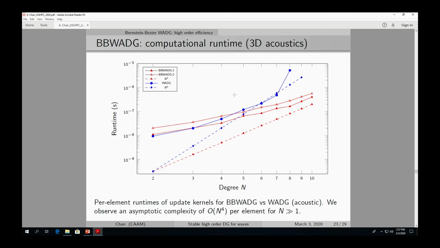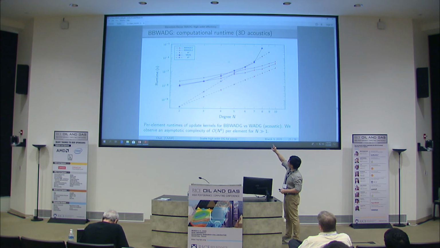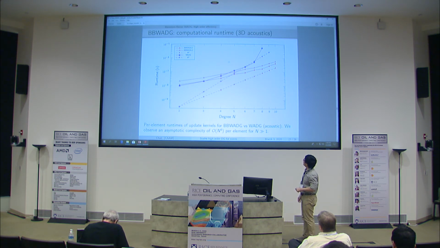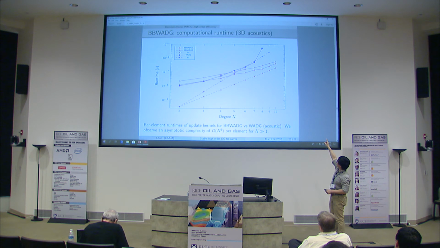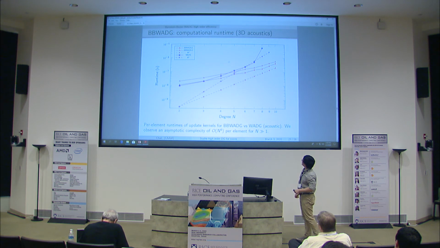Whereas if you use Bernstein-Bezier DG with either m equals 1 or m equals 2, piecewise linear or piecewise quadratic approximation of wave speed, then things basically scale pretty well. They achieve this asymptotic complexity of order n to the fourth, which is what we predicted. And they handily beat traditional weight-adjusted DG methods at very high orders of approximation.